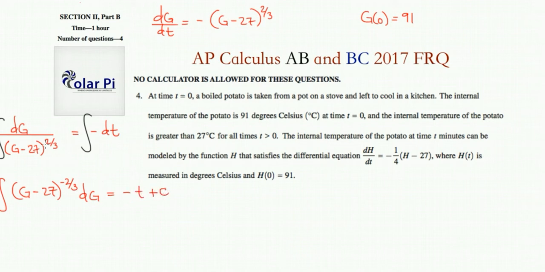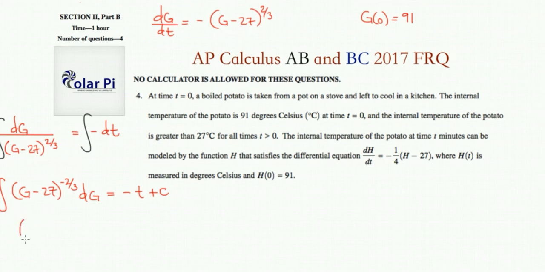Now, notice that since I have an integral on the left side, just like the right side, I have a plus c from the left side and a plus c from the right side. So I have two constants. But I'm just going to lump them into one constant and just write a plus c on the right side. Yeah? Okay, cool.